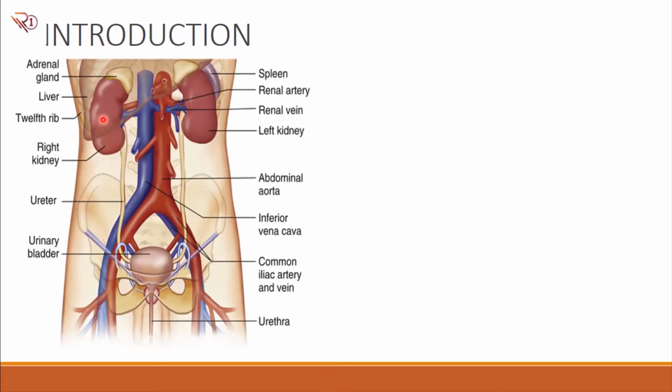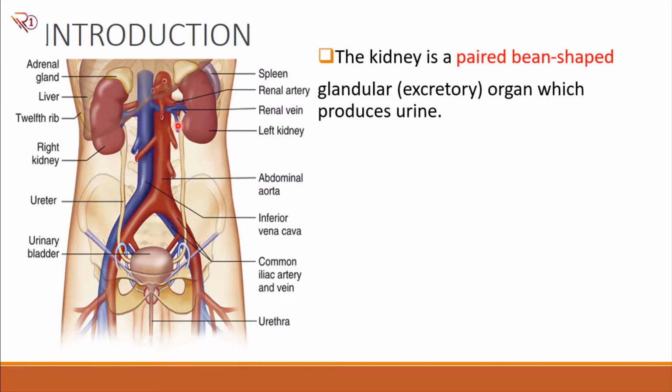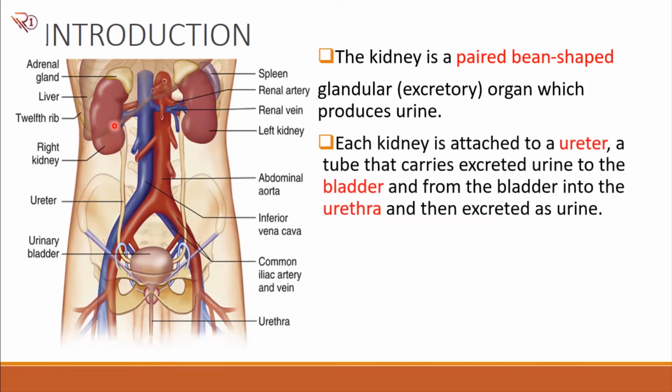So this is how the kidneys are positioned in our body. Now the kidney is a paired bean-shaped excretory organ that produces urine. These kidneys are connected to the ureter, into the urinary bladder, then through the urethra. So when urine is produced, it is excreted through the ureter, then into the urinary bladder where it is stored, and when it is full, it is excreted to the external environment through the urethra.